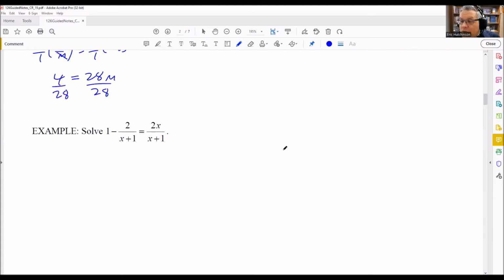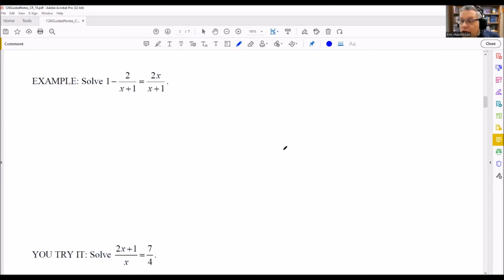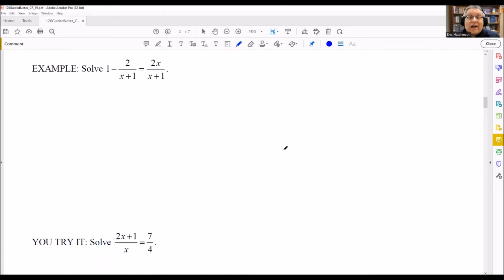Okay, so next one, the common denominator is going to be x plus 1. So this time I want to multiply the entire equation, every single thing in the equation. I'm going to multiply by x plus 1 over 1. So x plus 1 over 1, I'll multiply the 1 here. Don't forget to multiply it by that. Then I have x plus 1 over 1 times 2 over x plus 1. And then I have x plus 1 over 1 times 2x over x plus 1.